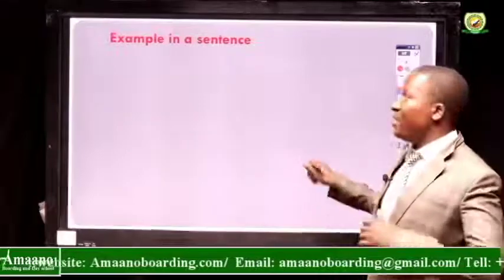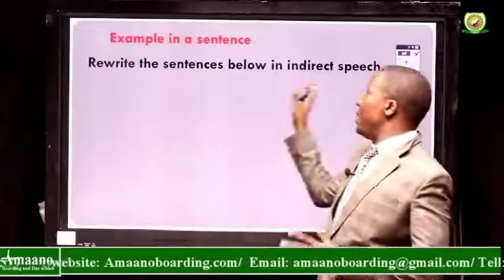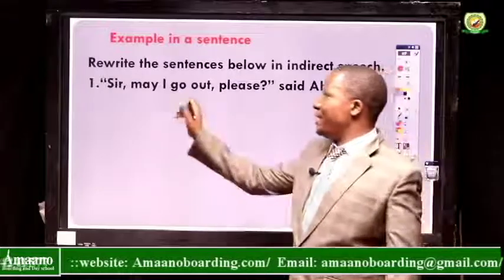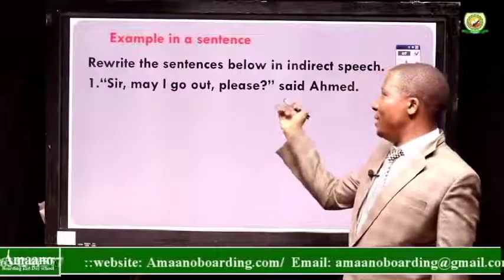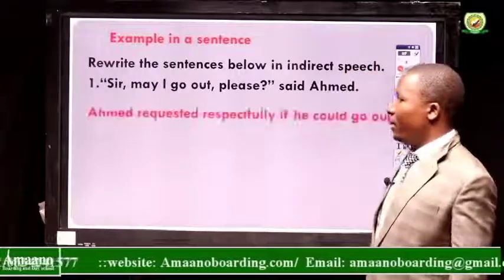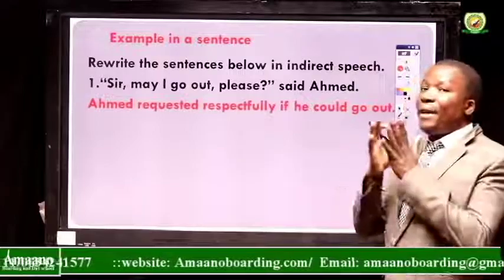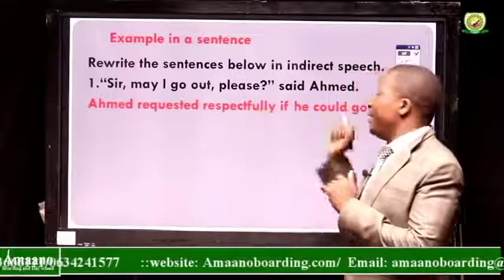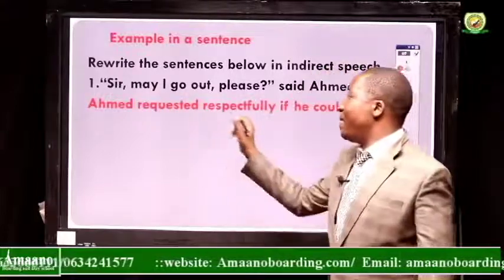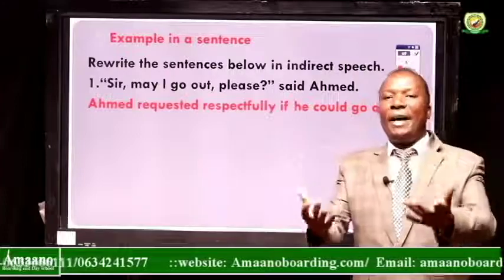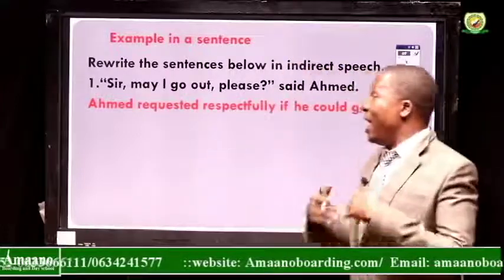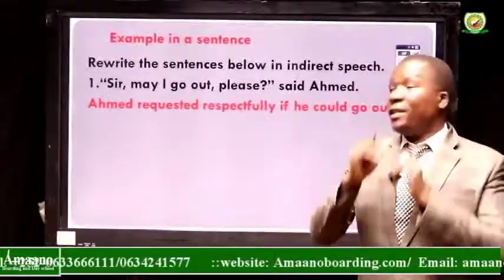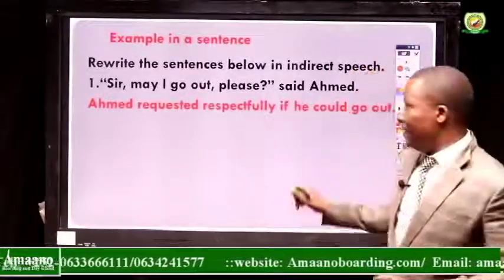Now we have examples in sentences here. Write the following sentences below in indirect speech. The first one: sir, may I go out please? said Ahmed. When you're reporting, we say Ahmed requested respectively. When I say, for example, madam, may I go out? I will not say Ahmed requested madam. No, I'll say Ahmed requested respectively. So the word sir will change to respectively.